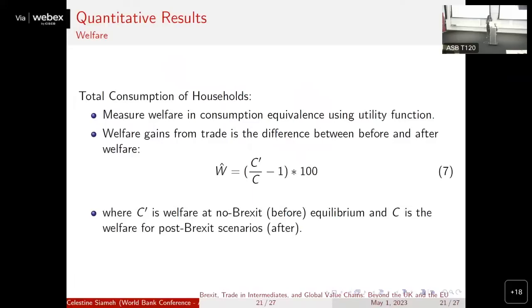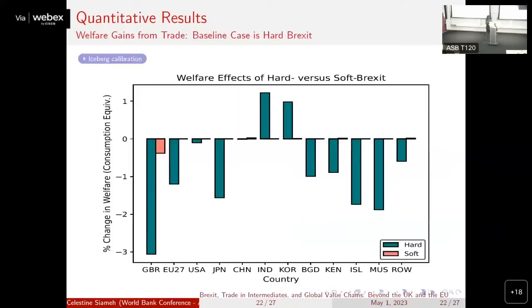So for the welfare, I measured my welfare in consumption, as I've already said. And the results of my welfare, I'll talk about the soft and the hard Brexit. We can see here that almost all countries experience a loss for the hard Brexit. And for the soft Brexit, we can see a lot of gains. And for the hard Brexit, two countries that did not really see a loss were India and Korea.